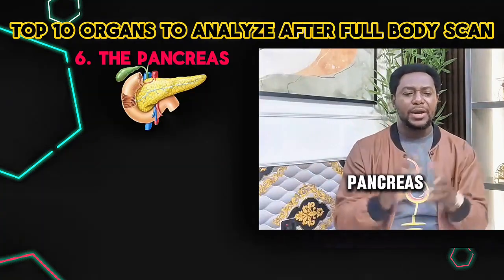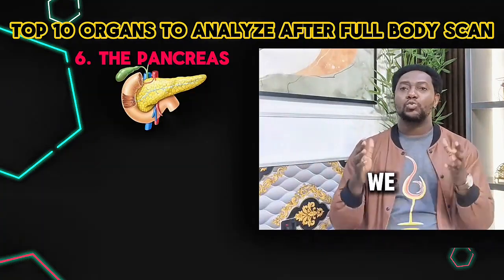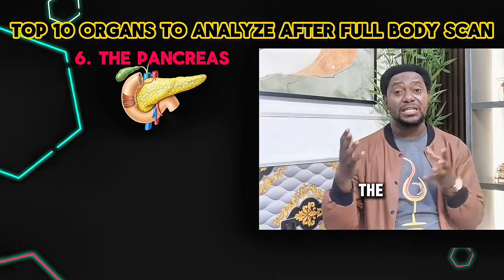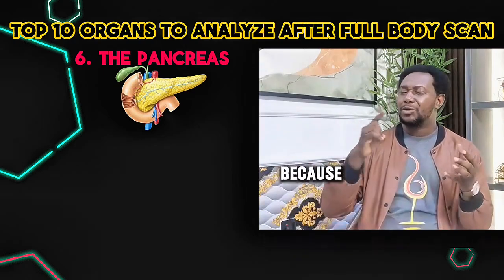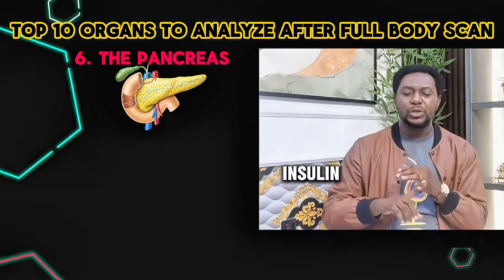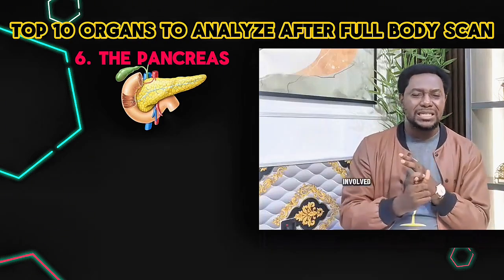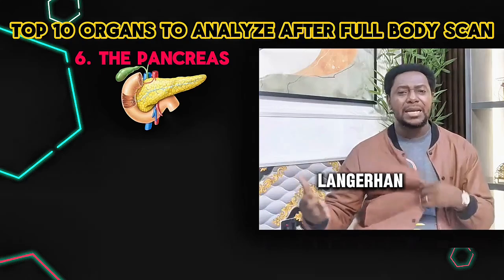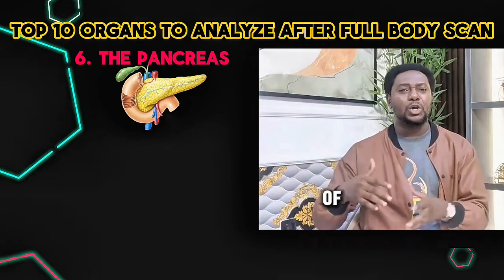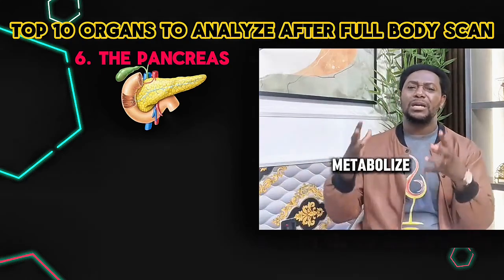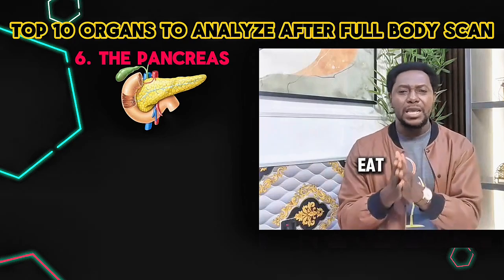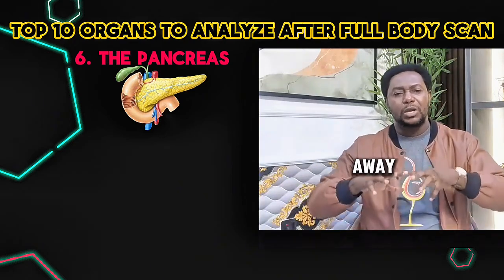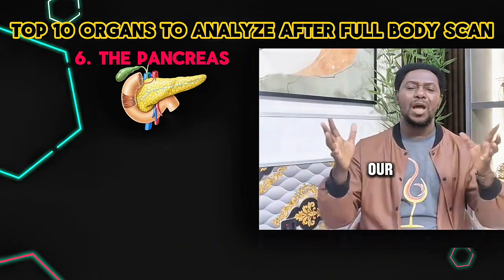is the pancreas. Why should we investigate the pancreas? It's because insulin is involved. Digestion is involved. Inside the pancreas, you're going to find the likes of the islets of Langerhans. They are responsible for the production of insulin, which helps to metabolize the food that we eat, taking glucose from the bloodstream into our body cells.